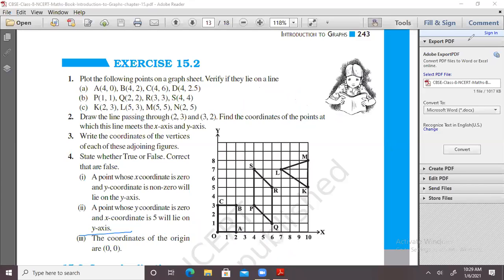The coordinates of the origin are 0 0, so yes, ये है हमारे पास origin and इसके coordinates हैं 0 0, क्योंकि इस पॉइंट पे x भी 0 होता है और y भी 0। Okay, so this was exercise 15.2. Complete this exercise.